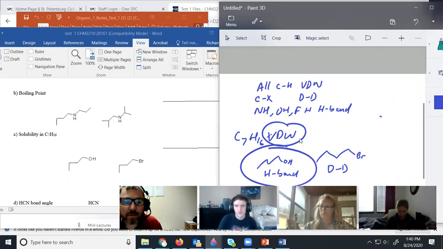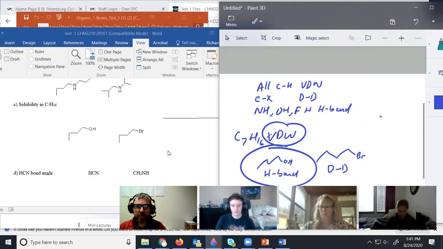And doing that would be a sufficient answer. Just putting in the intermolecular forces like that, I'd be happy with that. But make sure you also put an intermolecular force on the solvent as well. Does anybody have any questions about C?